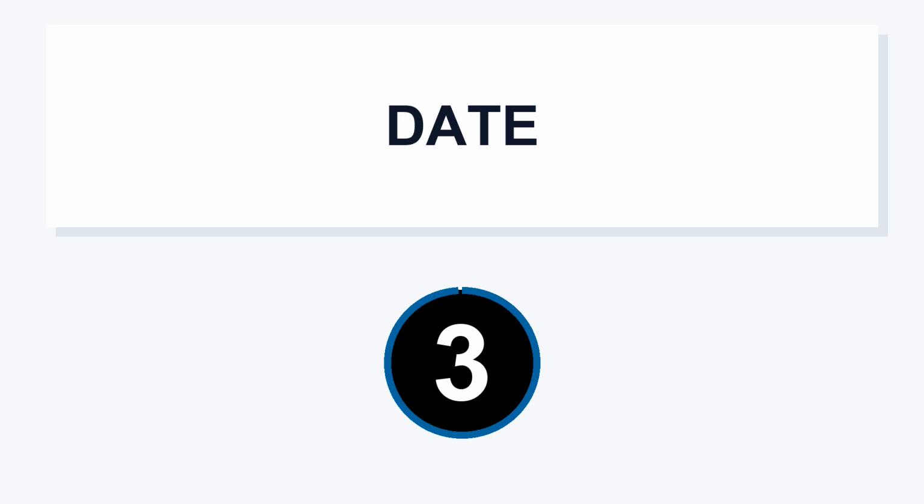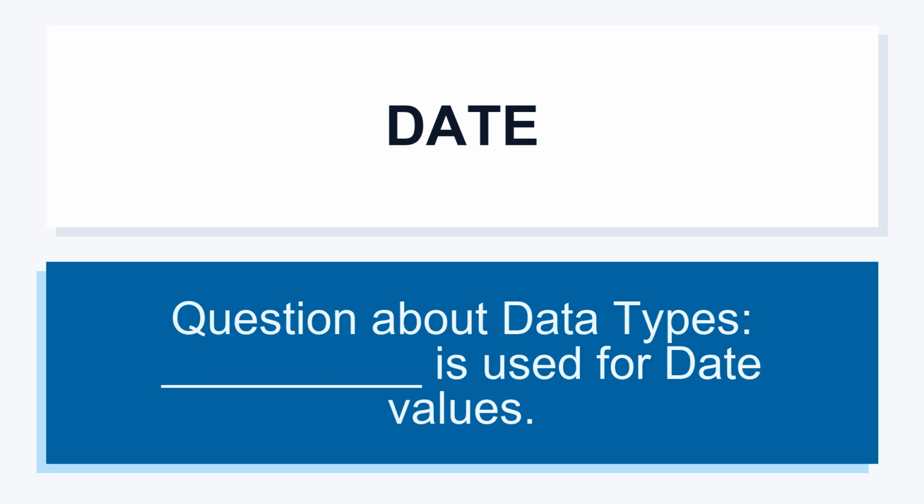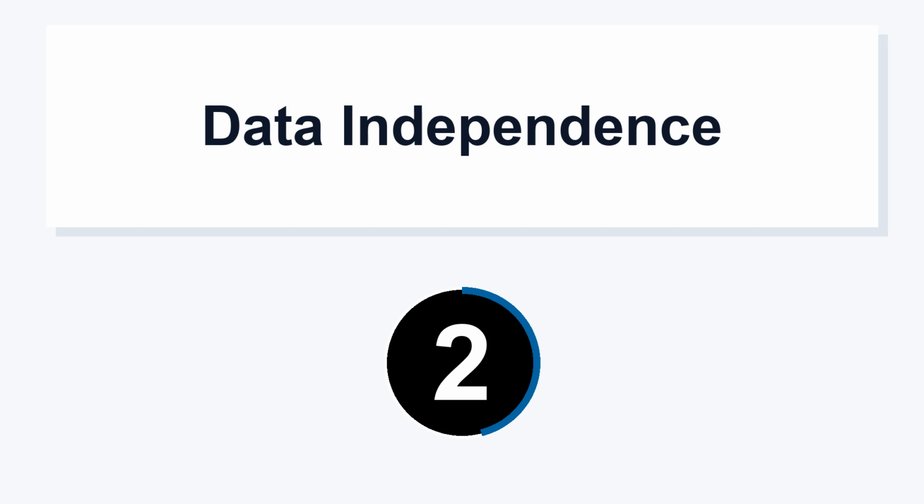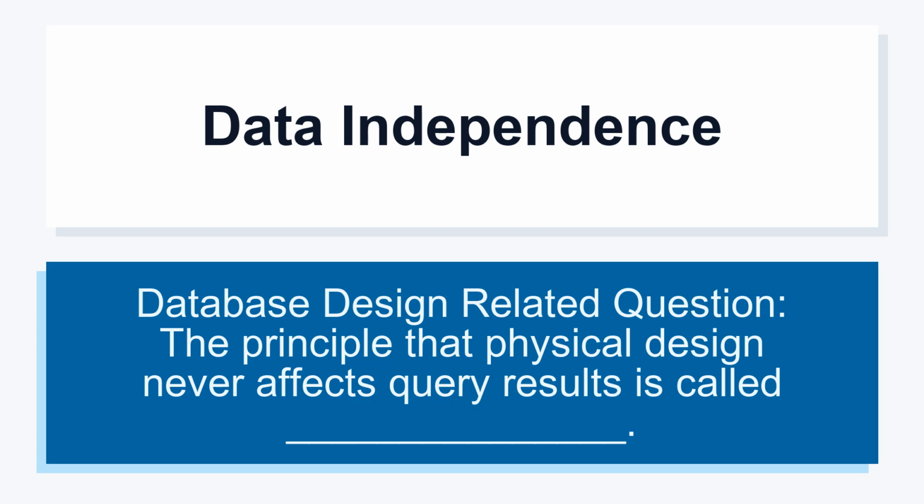Date. Question about data types: ___ is used for date values. Data independence. Database design related question. The principle that physical design never affects query results is called ___.